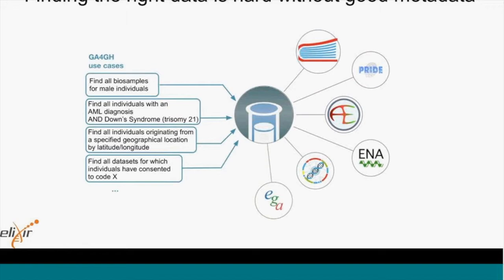Can you find all individuals that have an AML diagnosis and also Down syndrome, and so on and so on? Find me the data that has been consented for specific research purposes. So we're really trying to do that, and doing that today on biosamples is very hard because we don't have harmonization and standardization, validation on what a diagnosis field is, on what the gender field is, on how we represent geographical location or consent codes for data use.